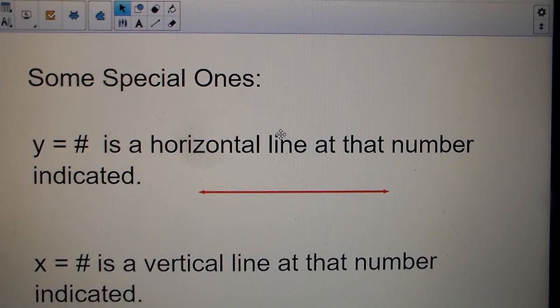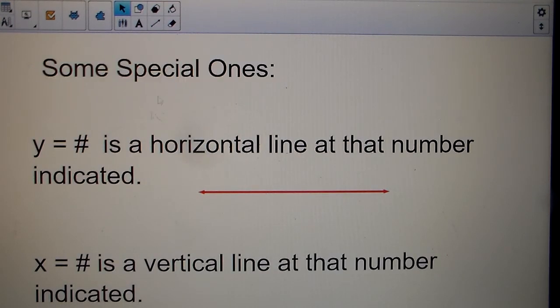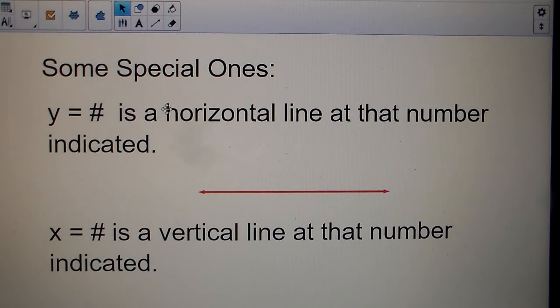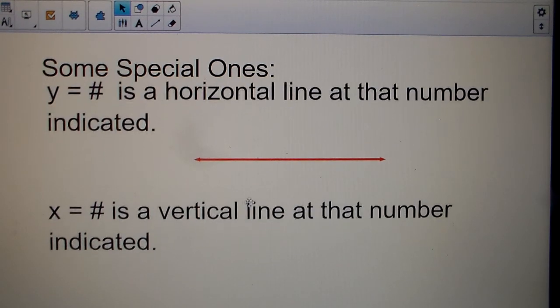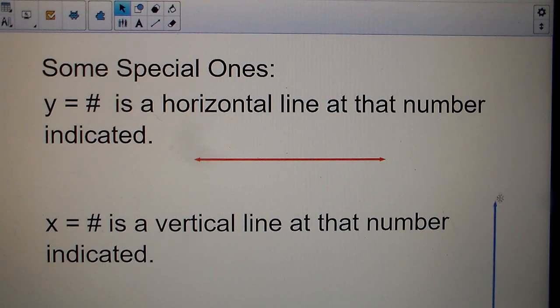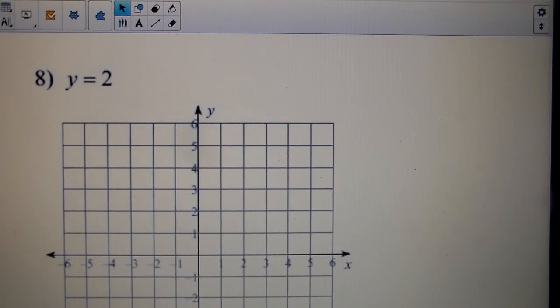Now, there's some special cases. Anytime it's a y equals a number, it's a horizontal line, as seen here in red. It's going to be a horizontal line, a line that goes left and right. And anytime it's an x equals, it's going to be a vertical line. So if I have y equals 3, the line's going to be horizontal, like you see in red. If I have x equals 5, meaning it starts with an x equals, then it's going to be a vertical line going up and down, like you see in blue. Let's practice a couple.